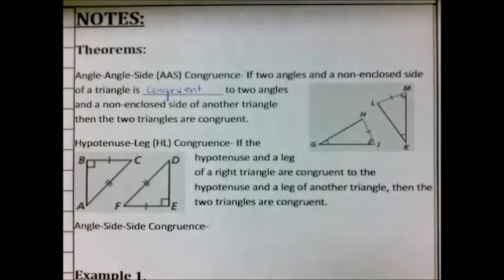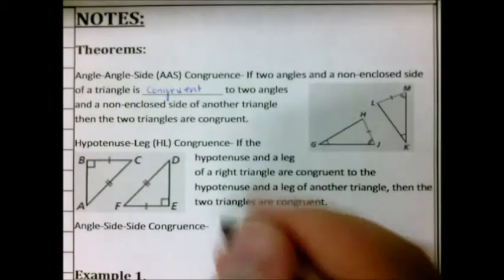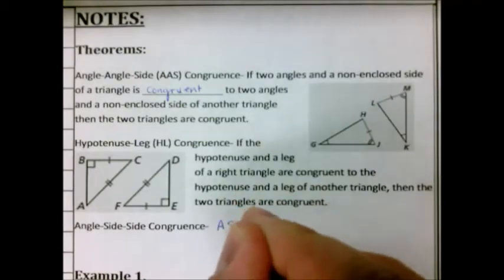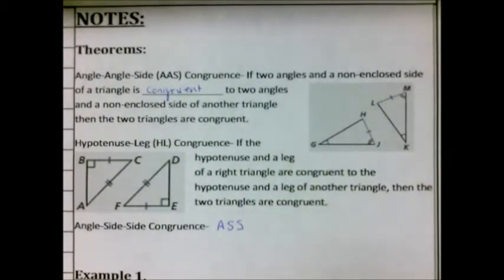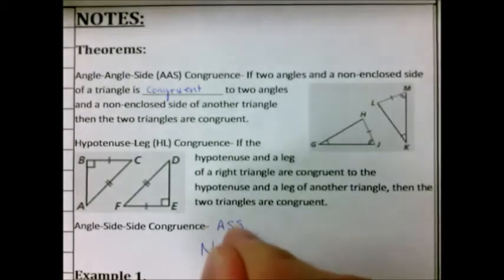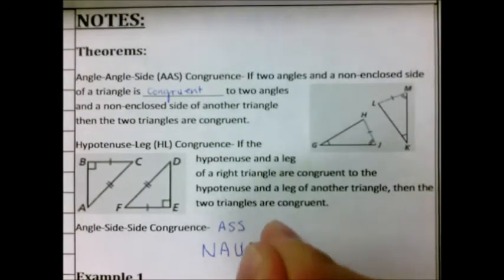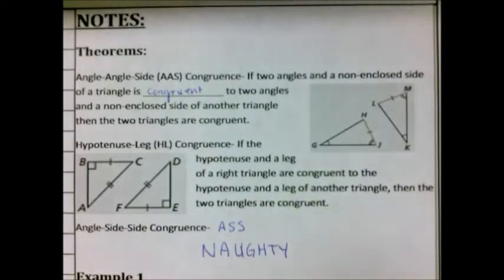Okay, and then this last one I want to talk about real quick, that's angle-side-side congruence. If we were to put those as initials, we can see that that is absolutely naughty. That is a bad word, and we don't use that word. Therefore, angle-side-side congruence, there's no such thing. That doesn't work. Okay, just remember that you can't do angle-side-side congruence.